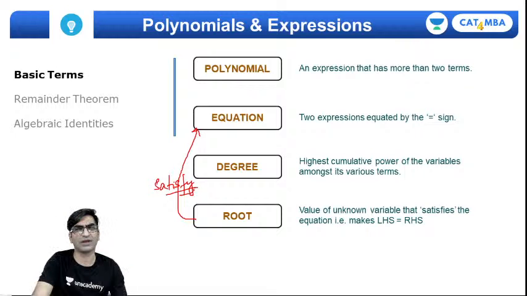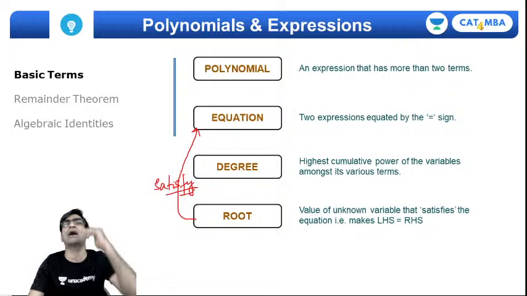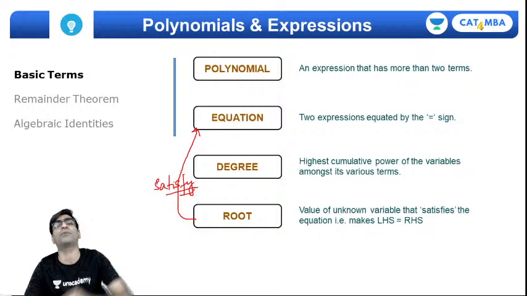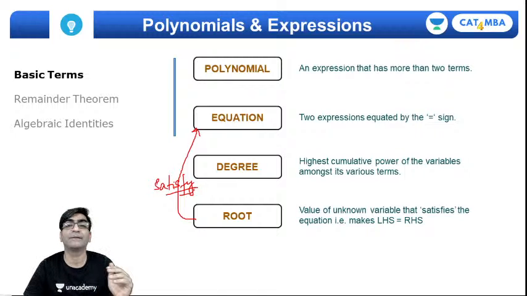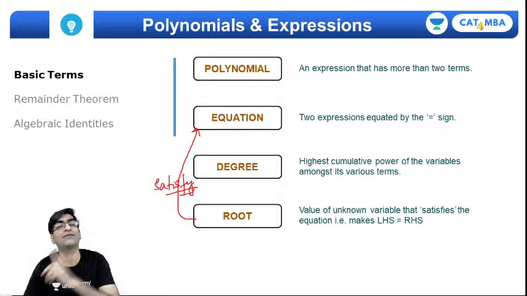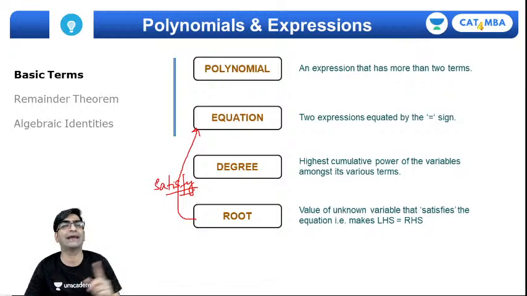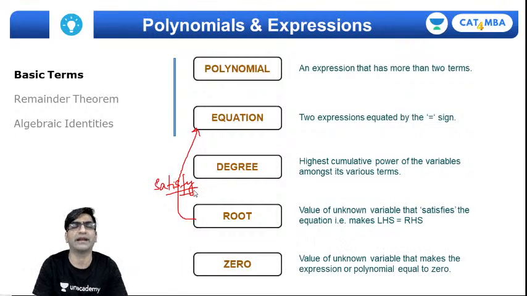So that's a root. And what does the degree do? It puts an upper cap on the number of possible roots. If I have a degree 5 expression in a single variable, with only one unknown variable x, and I know the degree of my equation is 5, then I know I cannot have more than 5 roots. I can't have more than 5 possible values of x that satisfy this given equation. So it puts an upper cap on it.